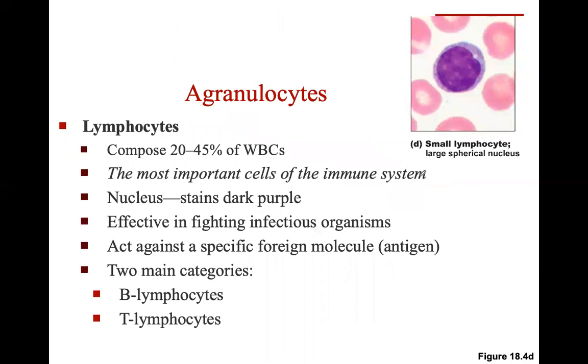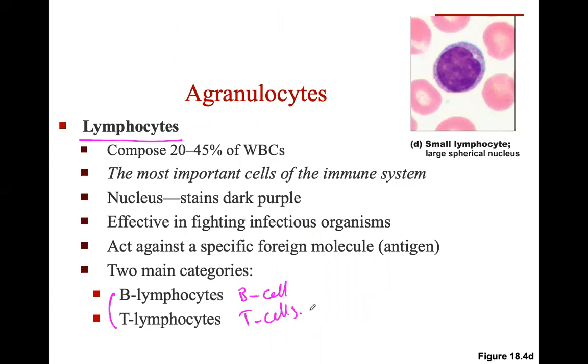Now, these next two categories are identified as agranulocytes because they lack very pronounced granules inside their cytoplasm through the staining process. One of these agranulocytes are your lymphocytes. Lymphocytes have two main categories. You may have heard of these, B cells and T cells. They can also be called B lymphocytes or T lymphocytes.